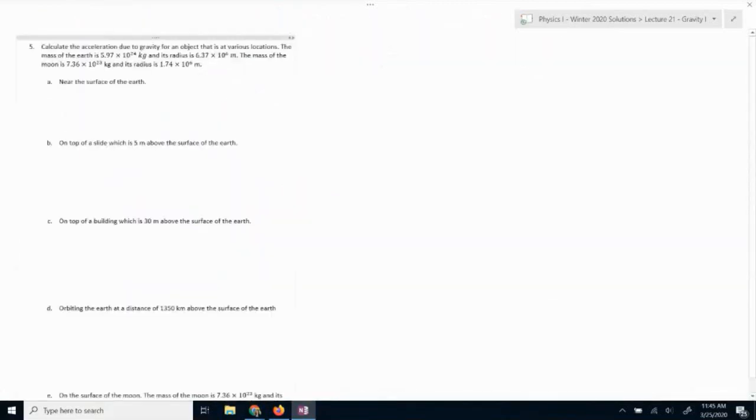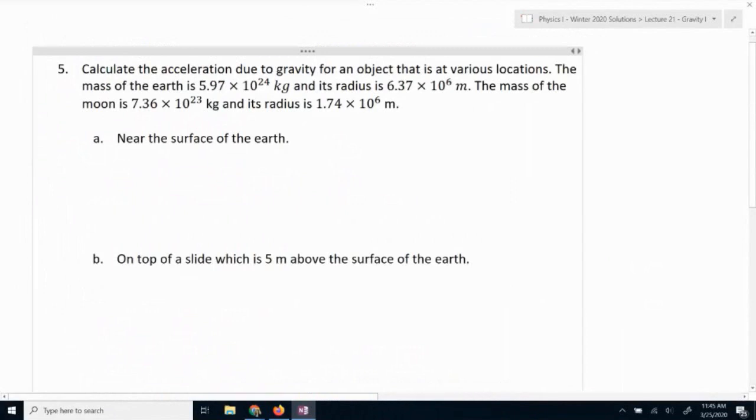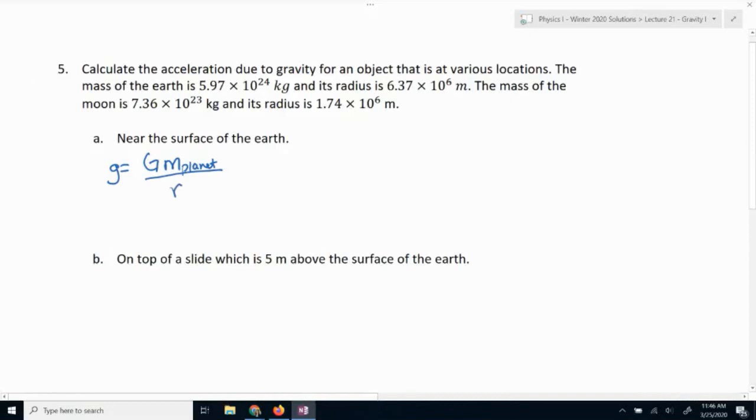Let's move on. Next one. Number 5, calculate the acceleration due to gravity for an object that is at various locations. The mass of the Earth and the radius of the Earth is given, the mass of the moon is given, and the radius of the moon is given. So we want to know the acceleration due to gravity, so that little g, which is equal to G times the mass of the planet or the moon, whatever the celestial body is, over r squared, where r is the distance from the center of the object to the center of the celestial body.